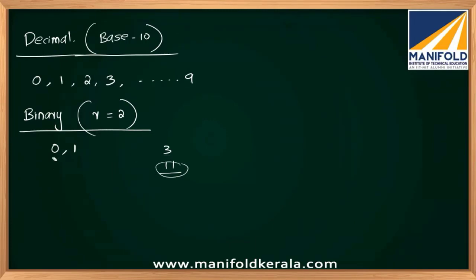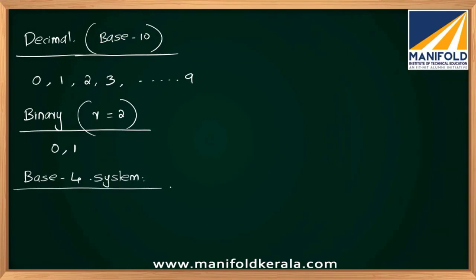So if it is binary, you have two symbols, and you can have any base system. Suppose I say that you have a base 4 system, or radix 4 system. What do you think the symbols will be? The symbols available will be 0, 1, 2, 3, right? And if you want the number after 3, it will be represented by 1, 0, right? That 1, 0 in base 4 actually represents 4. And if you want to represent 5, it will be 1, 1 in base 4, right?